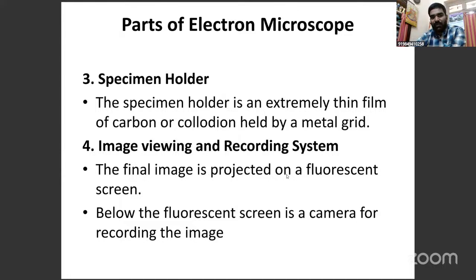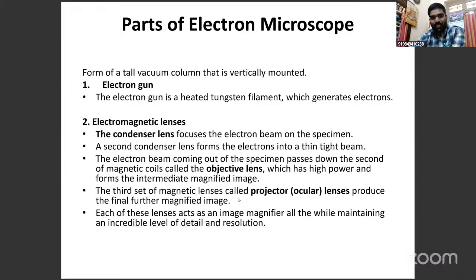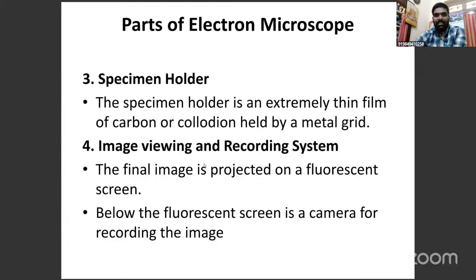The final image is projected on a fluorescent screen. The image formed by the secondary magnetic lenses or projector lenses will be projected onto the fluorescent screen. There will be a fluorescent screen, and on that screen it will be imaged. Below the fluorescent screen is a camera that will record the image.